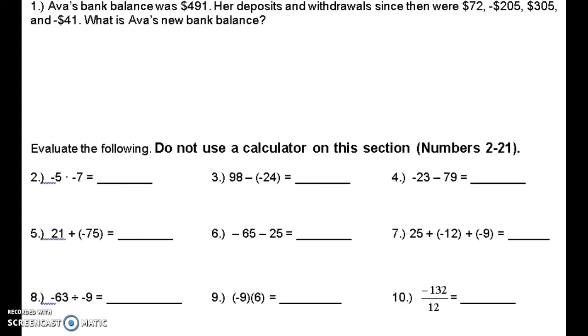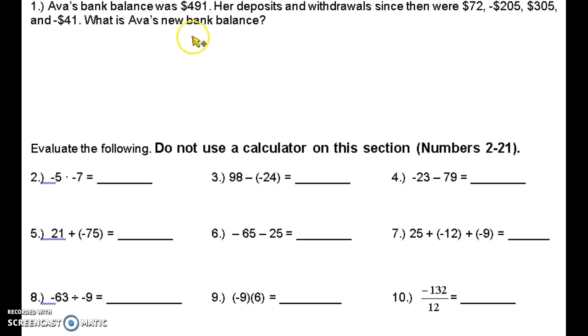Ava's bank balance was $491. Her deposits and withdrawals since then were $72, -$205, $305, and -$41. Positive numbers mean that they are deposits. Negative numbers mean that they are withdrawals. So she's taking that out of her account.